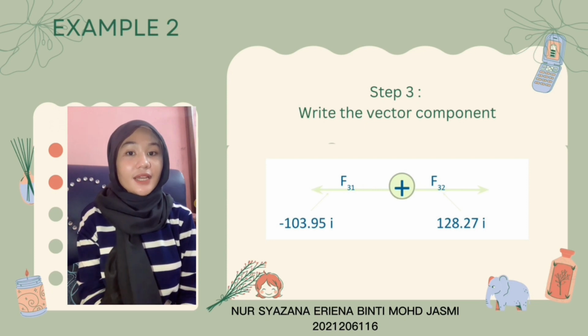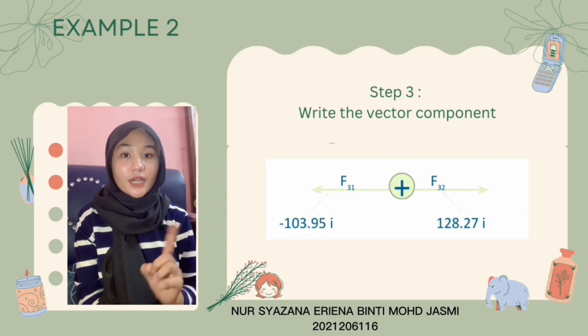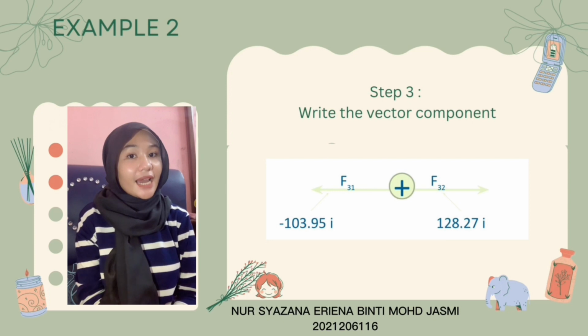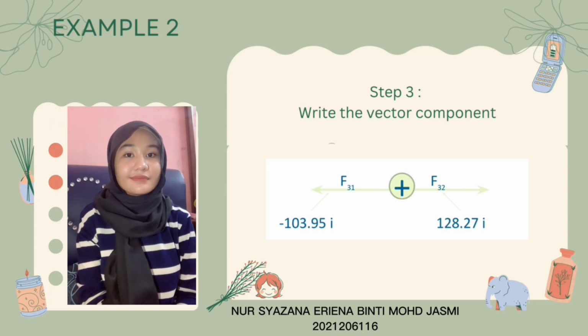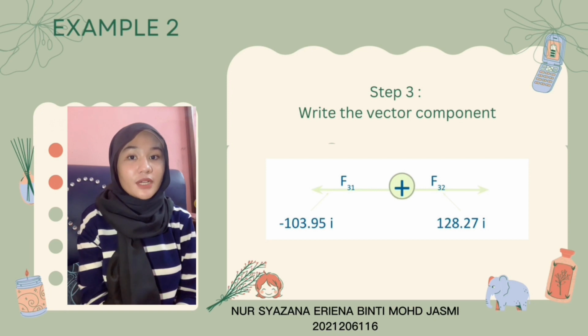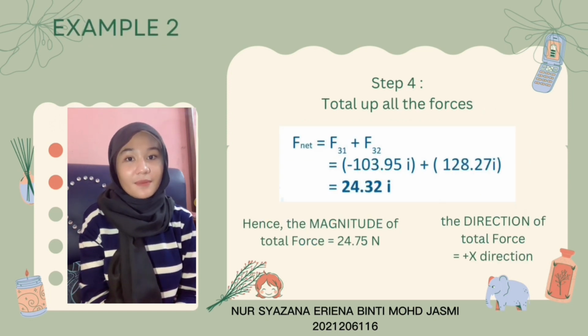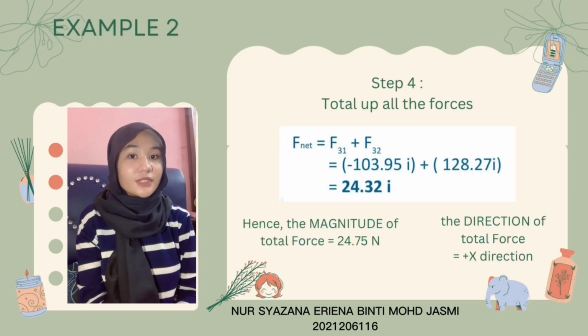We can find the vector component of F31 and F32 by using the ijk form. The vector component of F31 is negative 103.95 i, and for F32 it is 128.27 i. And for the final step, we need to total up all the forces.